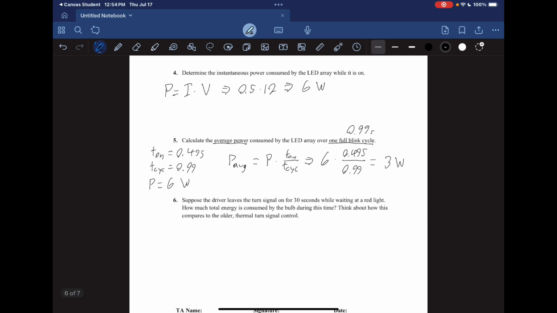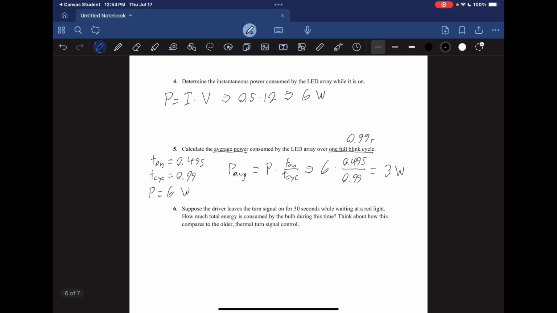Okay, last question. Suppose the driver leaves the turn signal on for 30 seconds while waiting at a red light. How much total energy is consumed by the bulb during this time? And then you can think about how this compares to the older turn signal control. So the equation for total energy, E total, equals average power times the time that a cycle takes times the number of cycles.